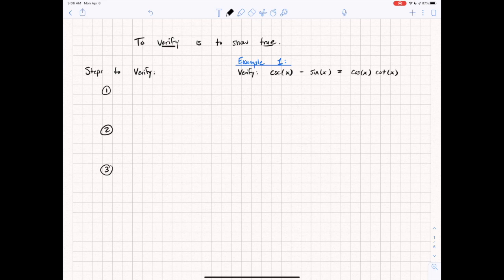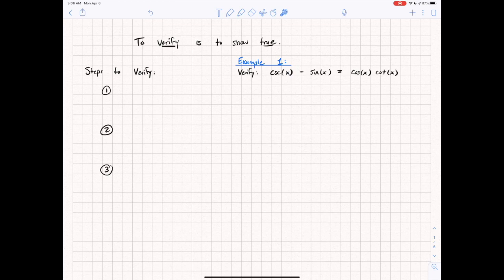For now, though, what we need to do is make sure that we can even use these identities, and that I'm not essentially lying to you when I say, for example in example 1 here, that cosecant minus sine is always going to be equal to cosine times cotangent. I'm going to work this one through with you together. We want to verify, showing that this is true, in other words, that the left-hand side is equal to the right-hand side for all x that I'm allowed to plug in here.